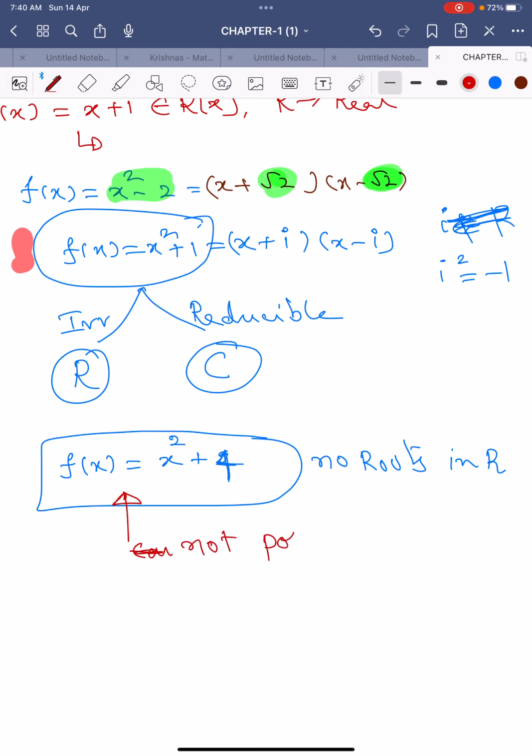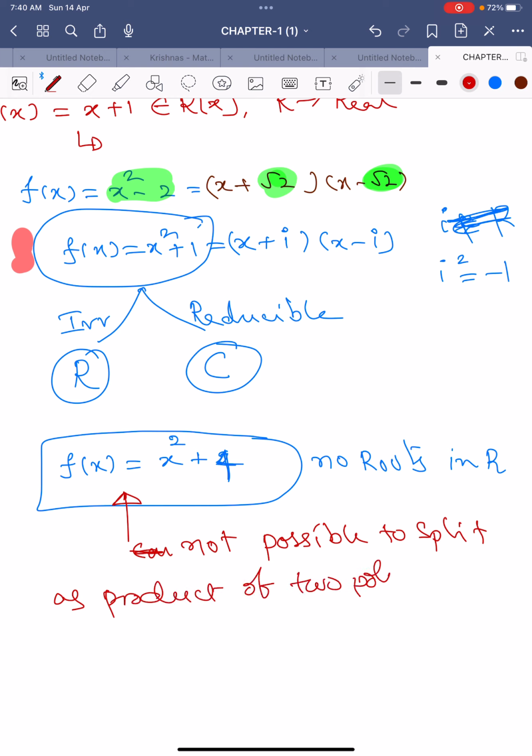as a product of two polynomials over capital R. So it is irreducible. It has no roots in capital R. It means it is not possible to split as a product of two polynomials over capital R. So it is irreducible over capital R.